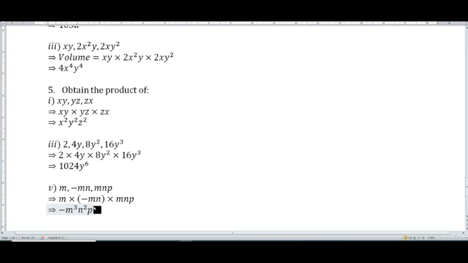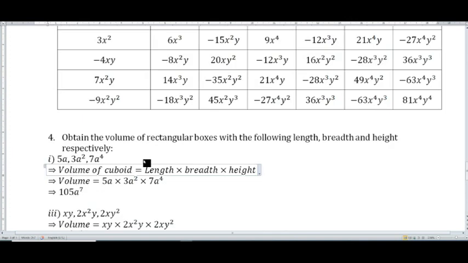Here also I have missed out sub number 2 and sub number 4, so you have to do it by yourself. So that's all for the exercise for today.